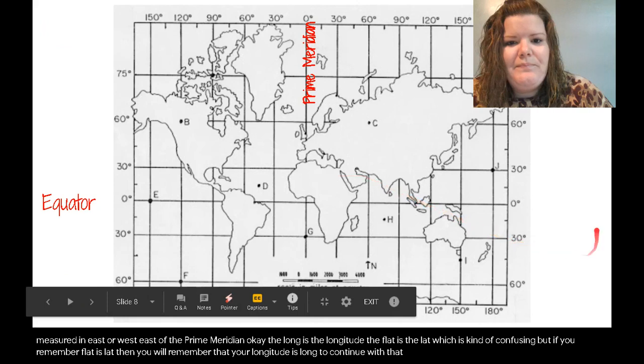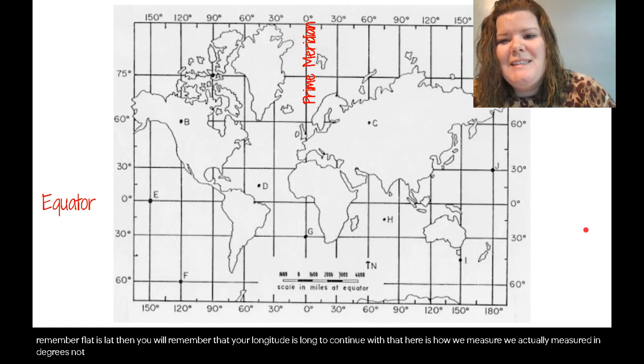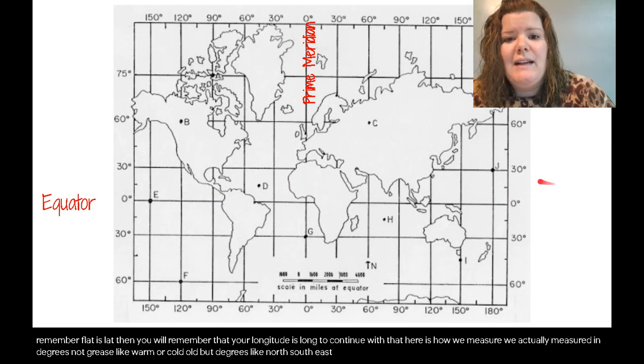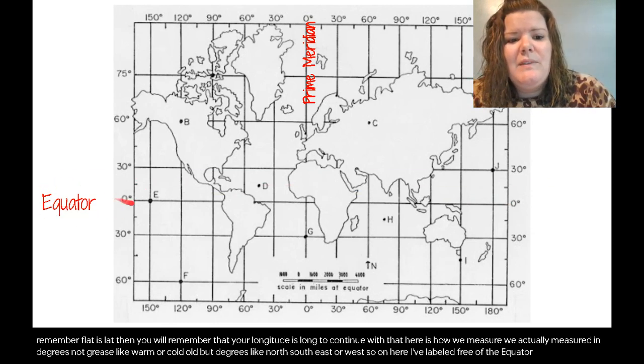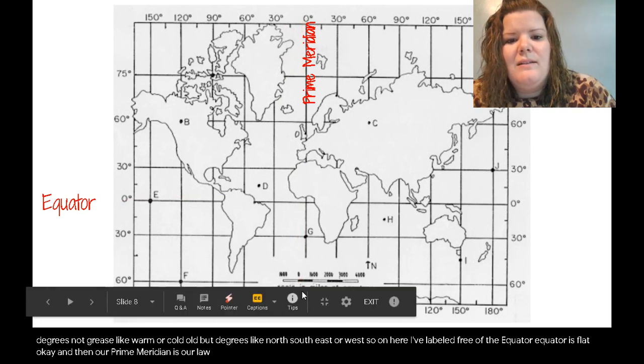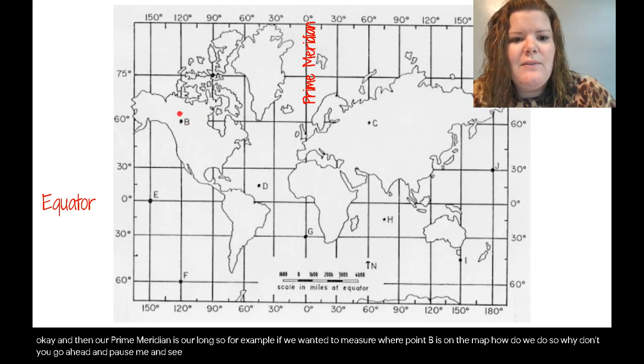To continue with that, here is how we measure. We actually measure it in degrees, not degrees like warm or cold, but degrees like north, south, east, or west. So on here, I've labeled for you the equator. Equator is flat, okay? And then our prime meridian is our long. So for example, if we wanted to measure where point B is on the map, how do we do so? Why don't you go ahead and pause me and see if you can decide how you would measure point B.